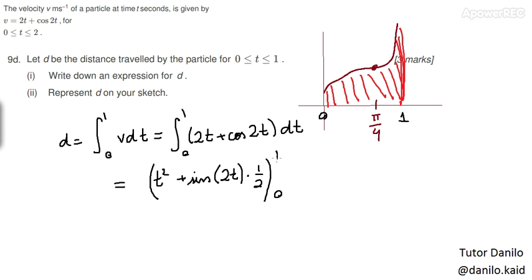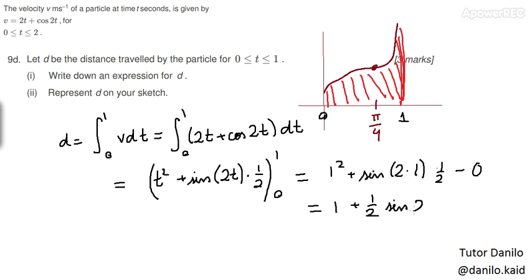So we're going to evaluate this from 0 to 1. So we get 1 squared plus sine of 2 times 1 times half, and then minus 0, because t squared is 0 squared is 0 and sine of 0 is 0. So you get basically 1 plus half of sine of 2. So this is the expression you have for the area. So let's say the area under the curve here is d, right? That's basically how you do this.